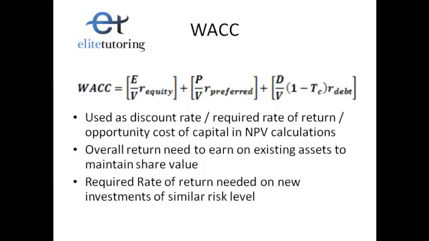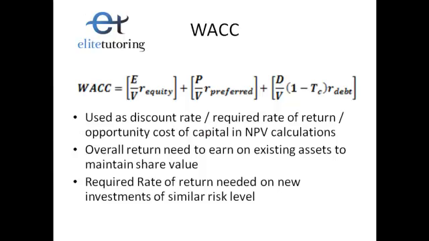So here's the formula, and I'm going to explain it to you, but I'm just going to read it out loud right now. The weighted average cost of capital equals the value of equity over the value of the firm times the cost of equity. When we say equity, we mean common stock equity. Plus the value of preferred equity over the value of the firm times the cost of preferred equity, plus the value of debt over the value of the firm times the after-tax cost of debt.